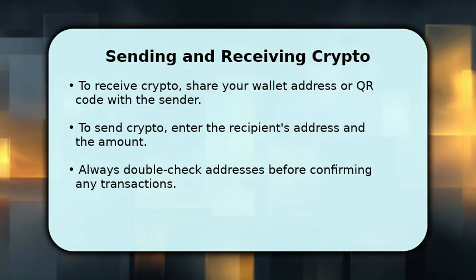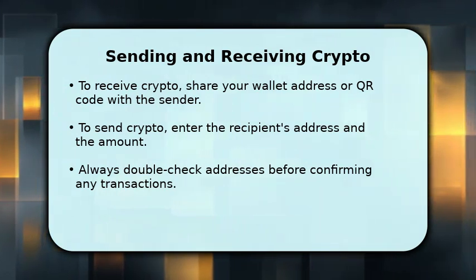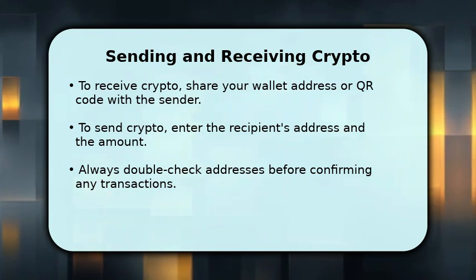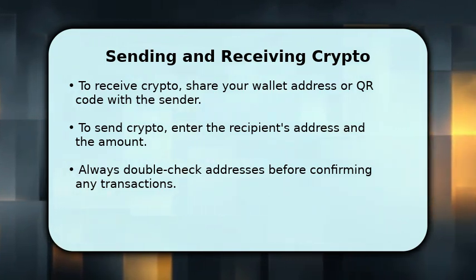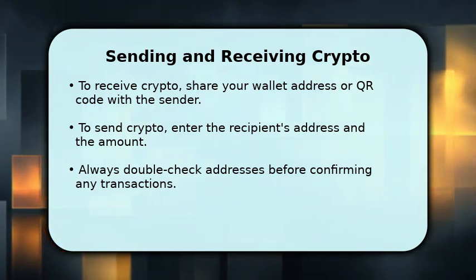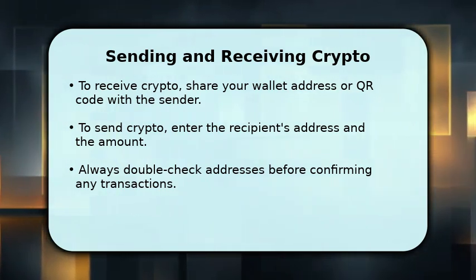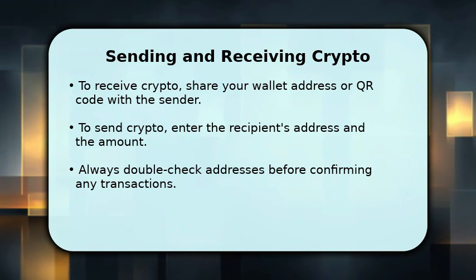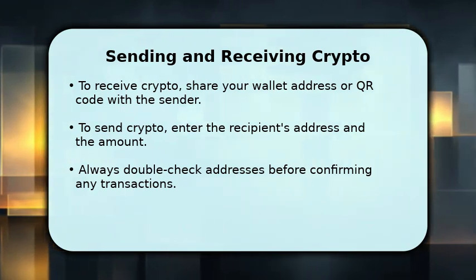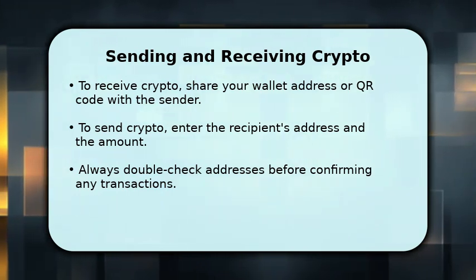Sending and receiving cryptocurrency with your Coinbase wallet is straightforward. To receive funds, simply tap the Receive button and share your unique wallet address or QR code with the sender. When sending, tap Send, enter the recipient's address and specify the amount. It's vital to always double-check the recipient's address before confirming any transaction to prevent irreversible loss of funds.